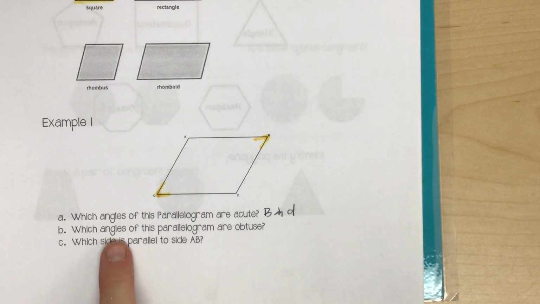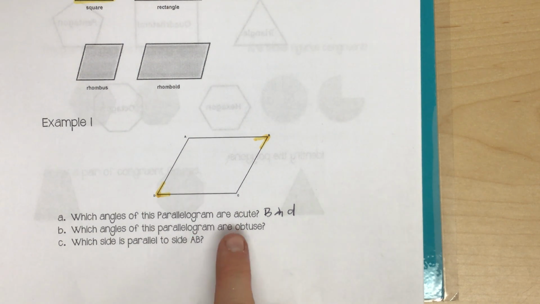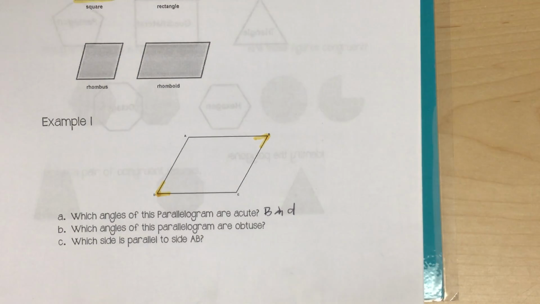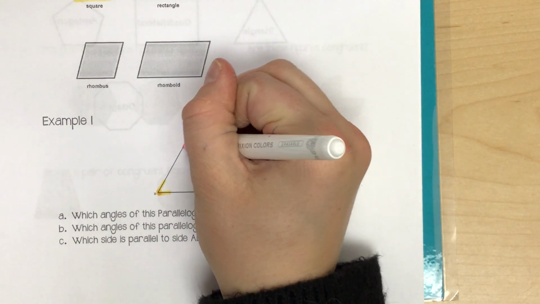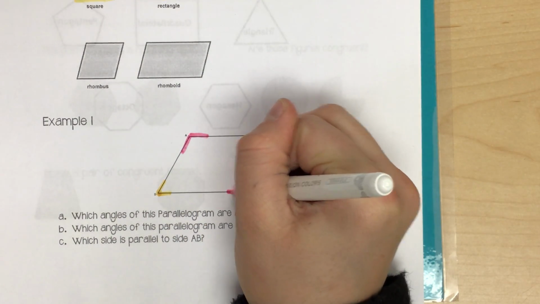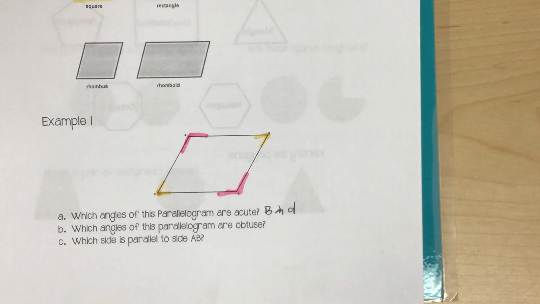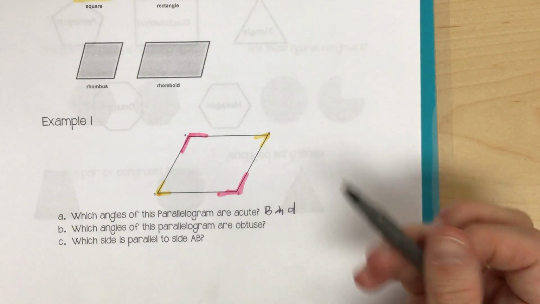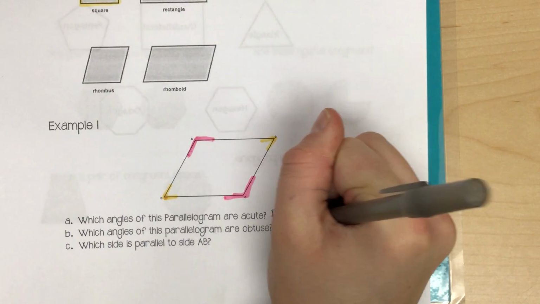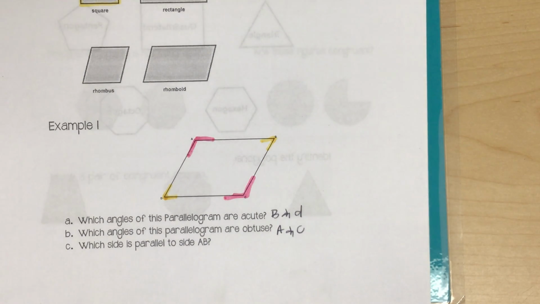Next, it asks us which angles of this parallelogram are obtuse. If you remember, obtuse means the angle is big. It's more than 90 degrees. If you can tell with our other points, A and C, these angles are wider than our acute angles. They're bigger than 90 degrees. So the angles that are obtuse are A and C.